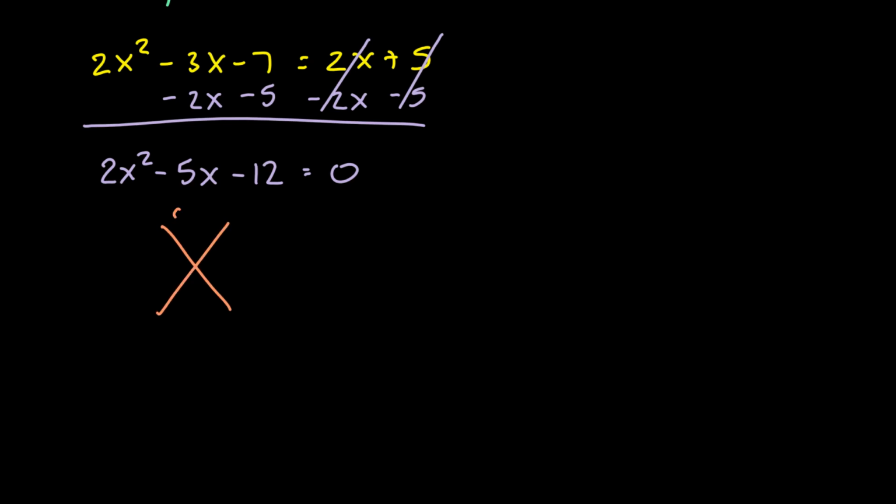What do I put up top? -24. Wonderful. A times C. And what goes in the bottom? -5. Yes. Now, what do I ask myself about those two side numbers? Yes. What multiplies to be -24 but adds to be -5? Oh, -8 and 3. Yes.